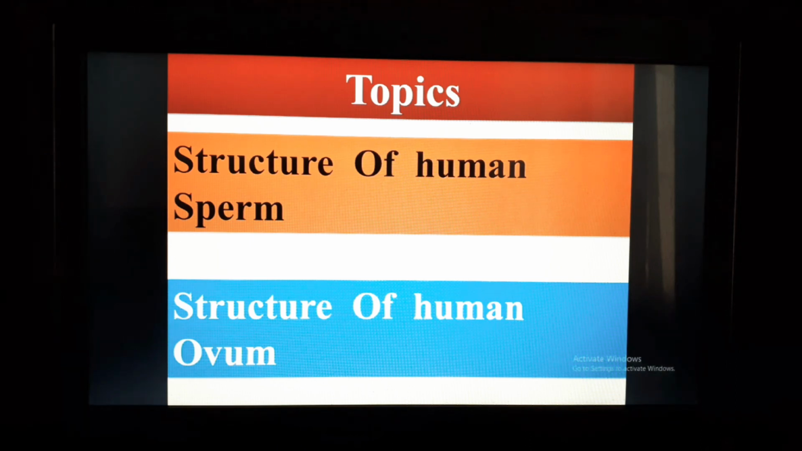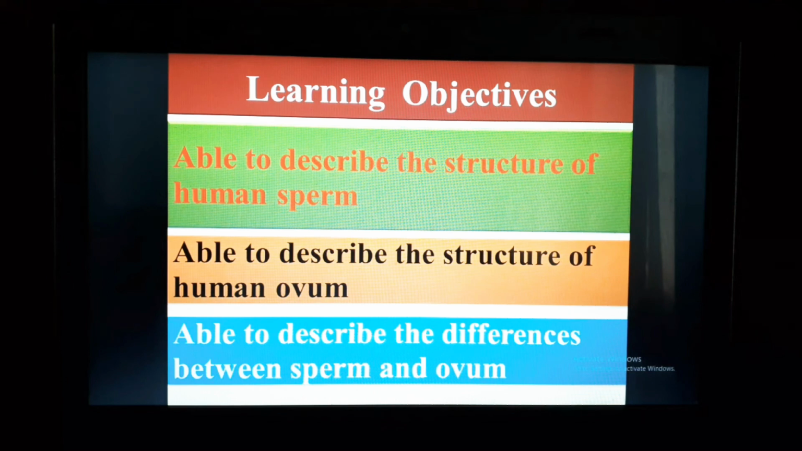So dear students, let's go to the learning outcomes or learning objectives of today's lesson. Number 1, we will be able to describe the structure of human sperm. Number 2, we will be able to describe the structure of human ovum and the differences between sperm and ovum.